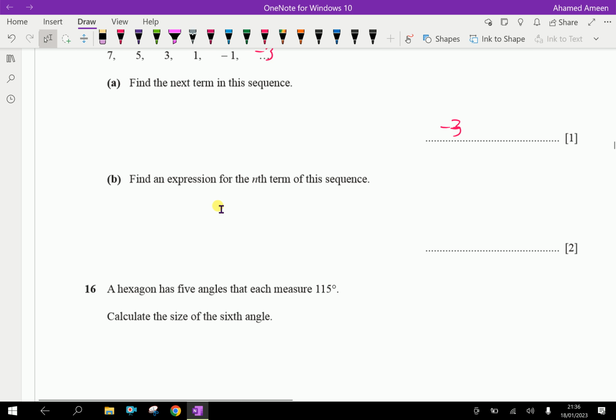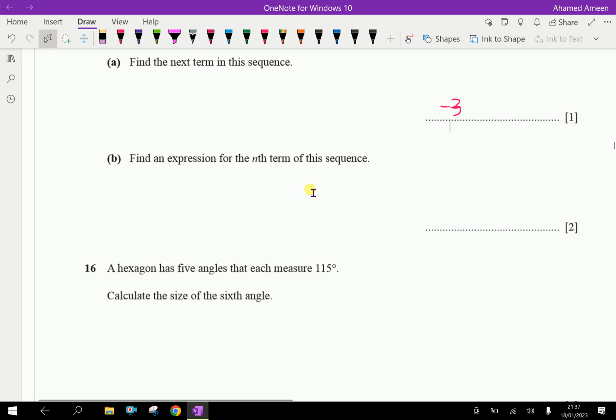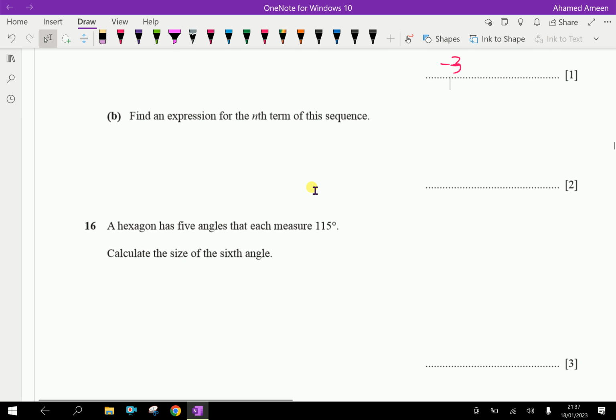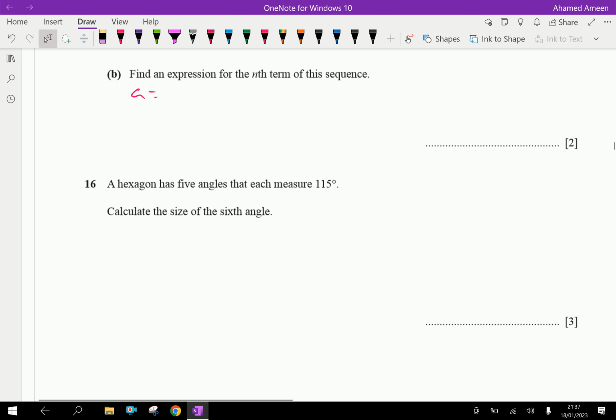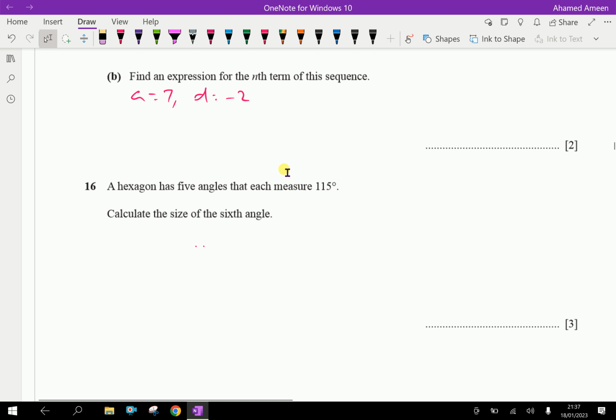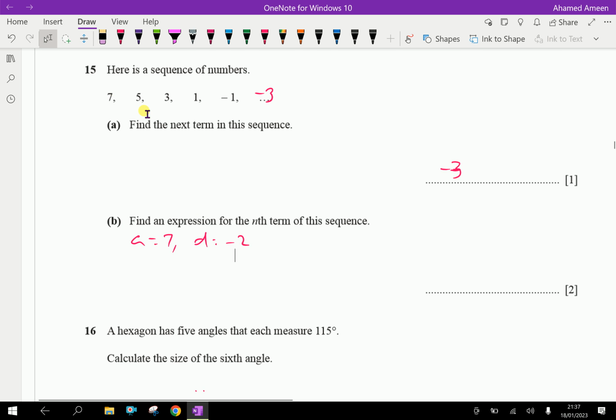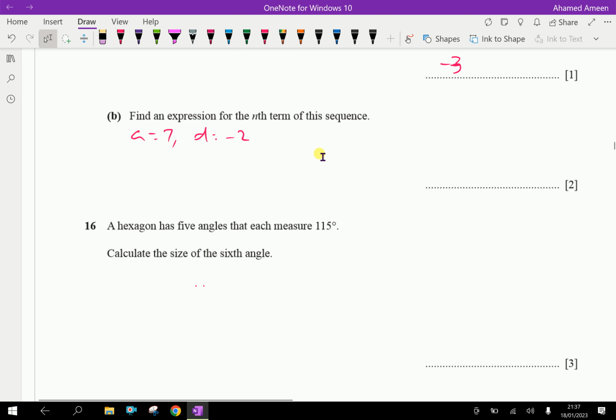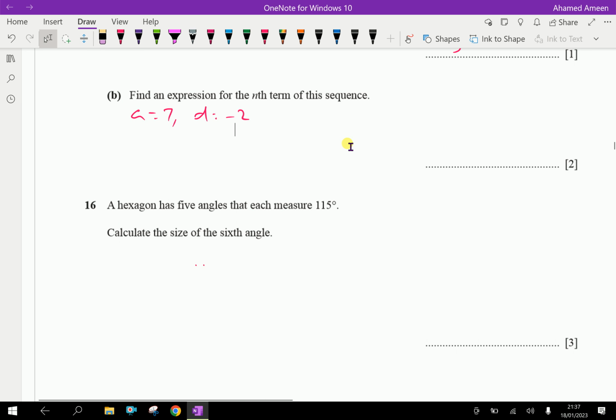Next, find the expression for the nth term of this. Now the nth term formula is here. First term a equal to 7. This is an arithmetic progression. a equal to 7, common difference d equal to minus 2, that is 5 minus 7 is minus 2.